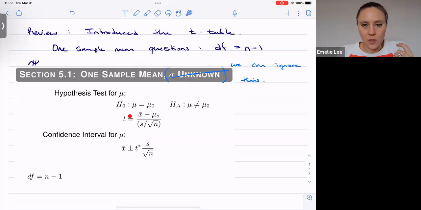Okay, so the steps for hypothesis testing and the steps for confidence intervals and how we interpret confidence intervals and hypothesis tests stay the same, right? So we're getting comfortable with that still. I know it's probably not 100%. That's okay, right? As long as we keep working at it.